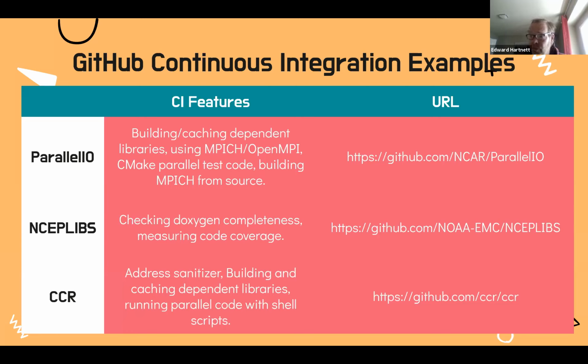So similar to what I just explained with the Doxygen, you can set this up so that if the address sanitizer fails, then the continuous integration step will fail. And that way no one will be able to check in any code which contains memory bugs. Also in the CCR project, we build and cache a bunch of dependent libraries, and we demonstrate how to run parallel code with shell scripts in testing.